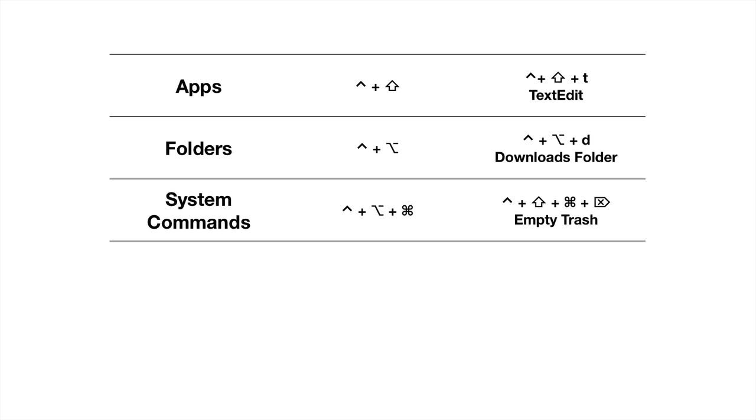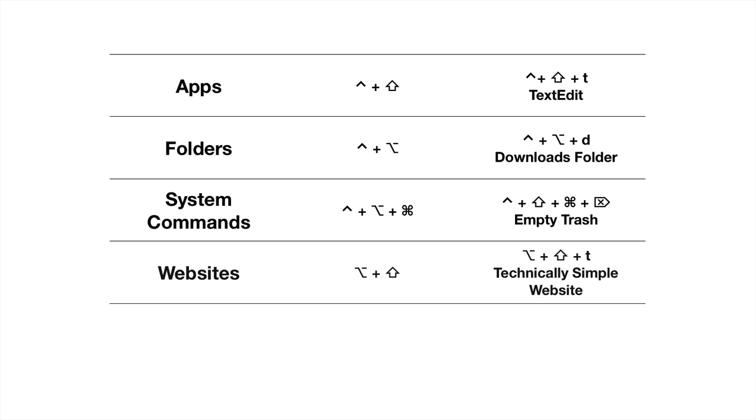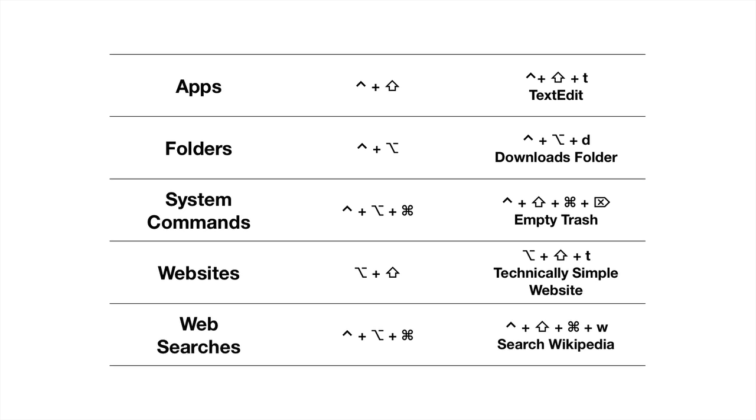So for example, you could use Control-Shift and the letter to launch an application. So Control-Shift-T, for example, could be set up to launch TextEdit. To open up a folder, I recommend using Control-Option, and in this example, D to open up the Downloads folder. To perform system commands, using Control-Option-Command, and in this example, the Delete key to empty the trash. If there are websites that you use very frequently, you could use Option-Shift, and then in this example, T to open up the Technically Simple website. And lastly, Control-Option-Command could be used to search a website such as Wikipedia. And I'll show you in a moment how these all work.